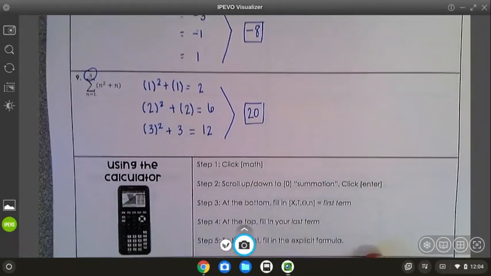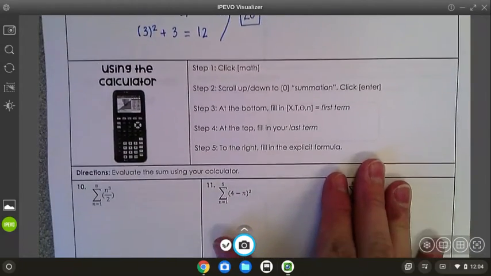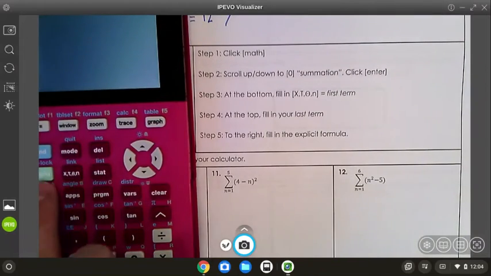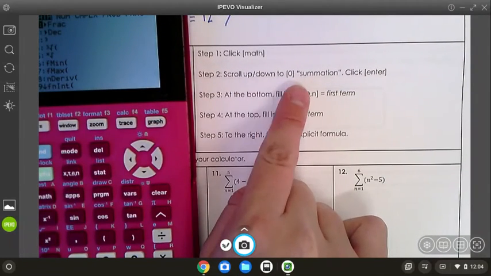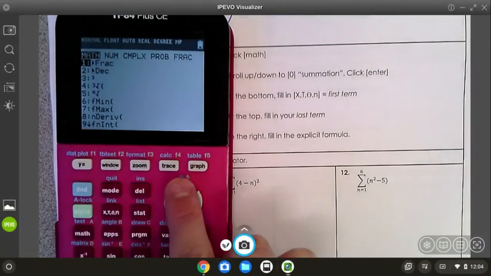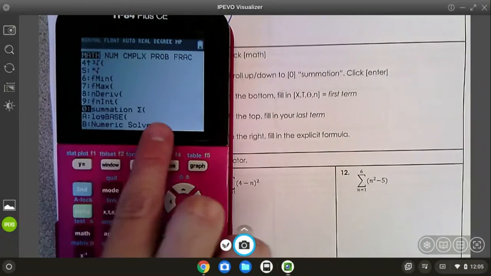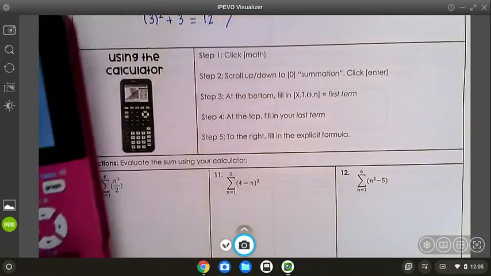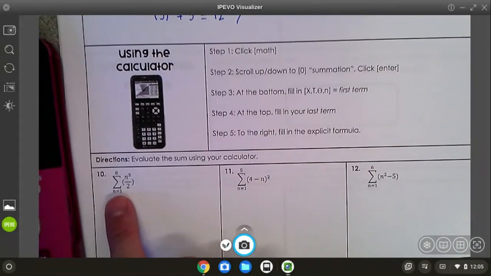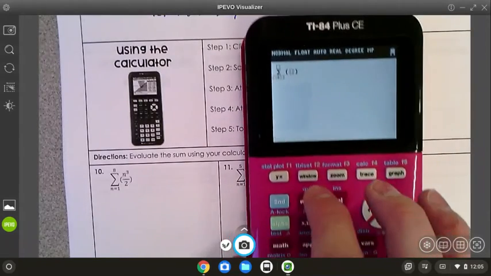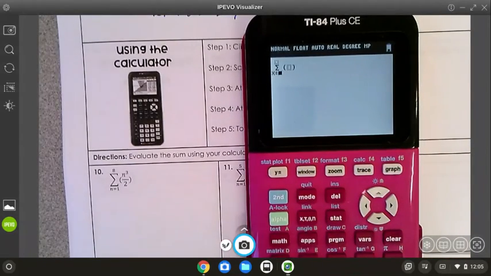Now there is a way to just type this in the calculator. And I've written your steps there. So let's follow those steps. Click Math. We're going to go to 0. If you remember it's 0, you could just hit the 0 button. But you could scroll till you see that symbol. All right, now all of these say N. You can just use X if you want. That's easier. It doesn't matter as long as you're consistent.